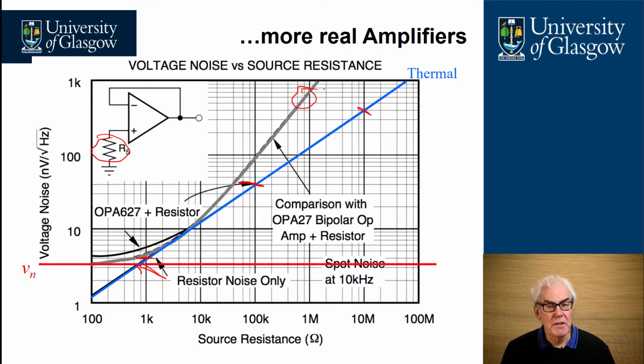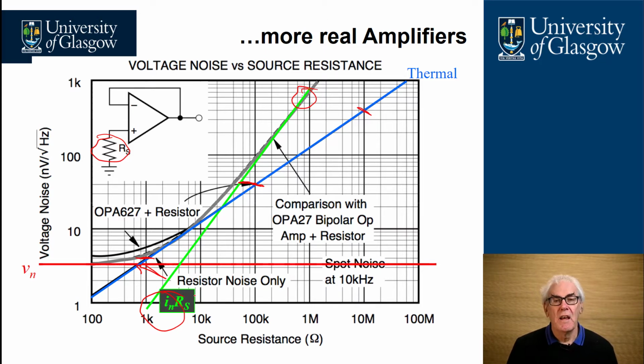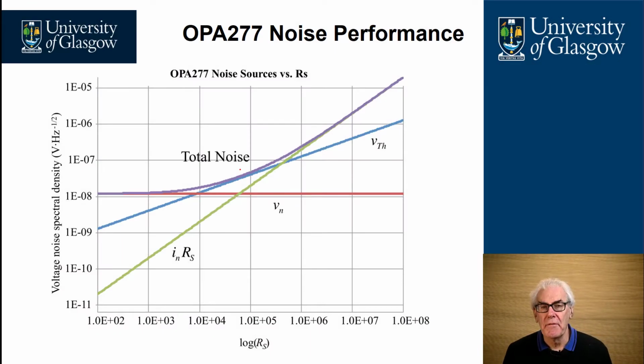We can also draw on this graph the VN figure that's stated in the datasheet, and we can also draw here the noise current associated with the amplifier multiplied by the source resistance. If the noise current is a constant, then as the source resistance increases, the noise voltage increases up and down this line here. Looking at a slightly different amplifier, the OPA277, here we have a similar calculation.